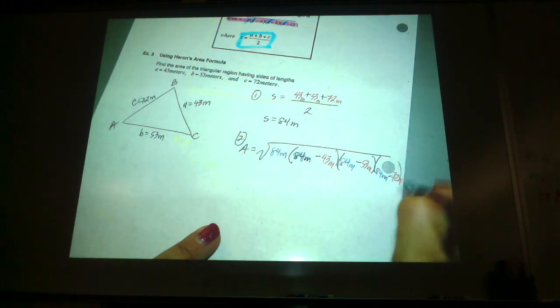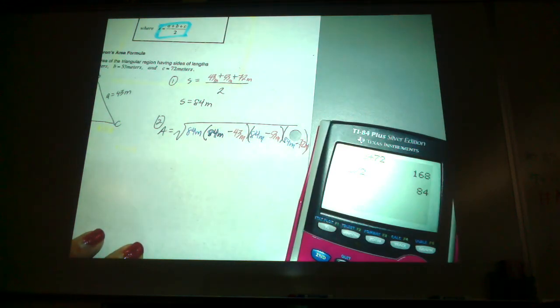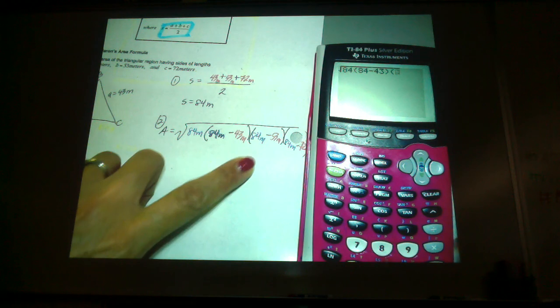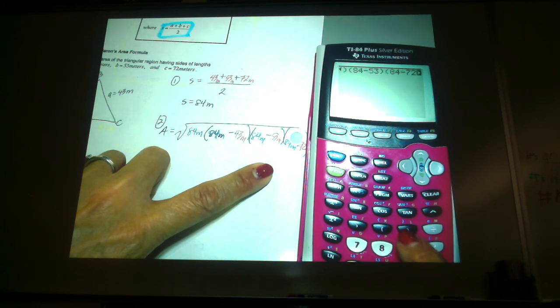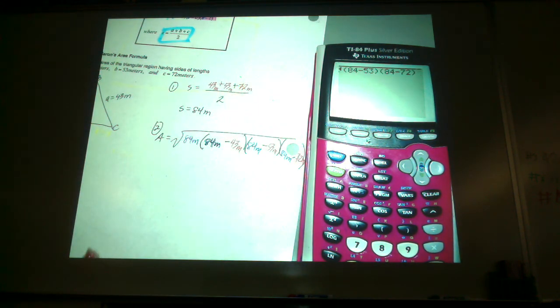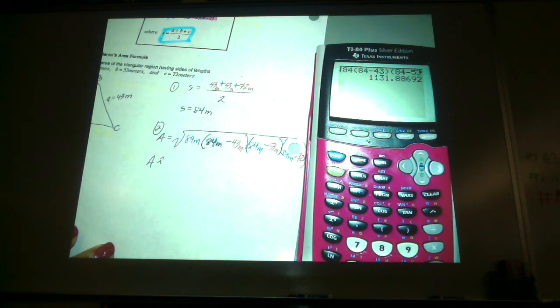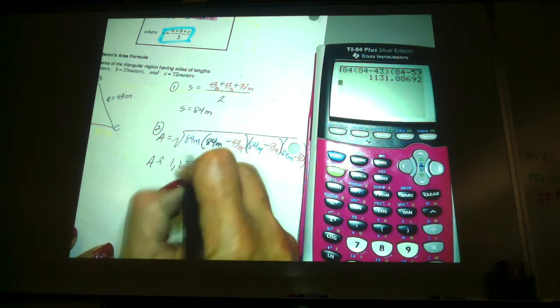And the nice thing about this is I can put the whole thing into my calculator exactly as you see it. But use your parentheses. And so I have an area that is approximately equal to 1,131 point what? 8 or 9? 9.